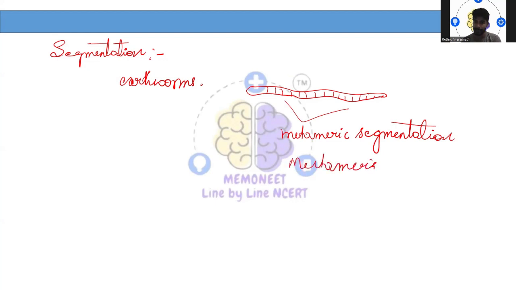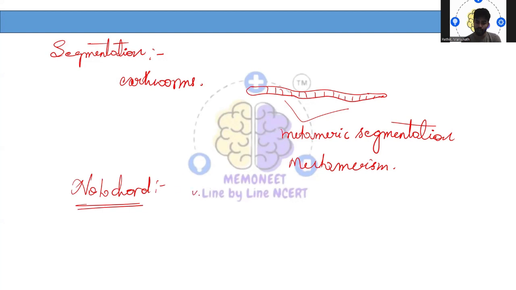And this phenomenon is called metamerism. This is important for theory and even for MCQs. So what is metamerism? A body showing the segment pattern has metameric segmentation, and this phenomenon is called metamerism, as seen in the earthworm, where the body has segments. Then there is the presence of the notochord in chordates, and its absence in non-chordates.